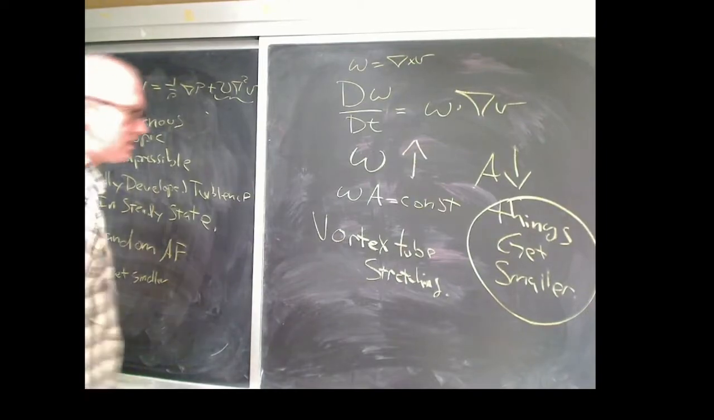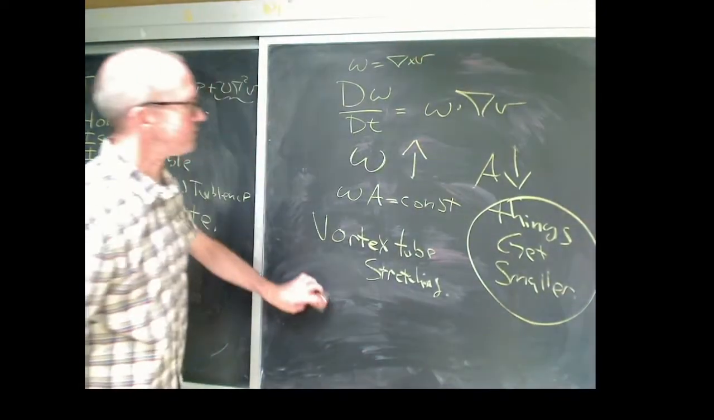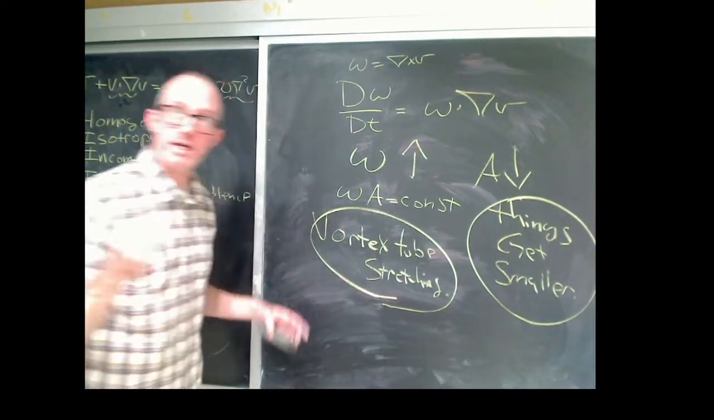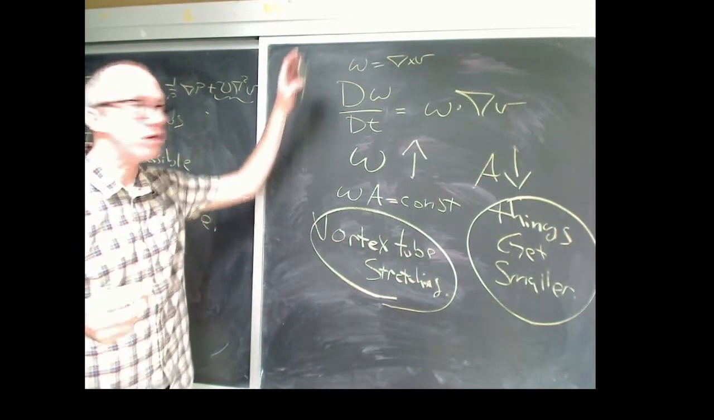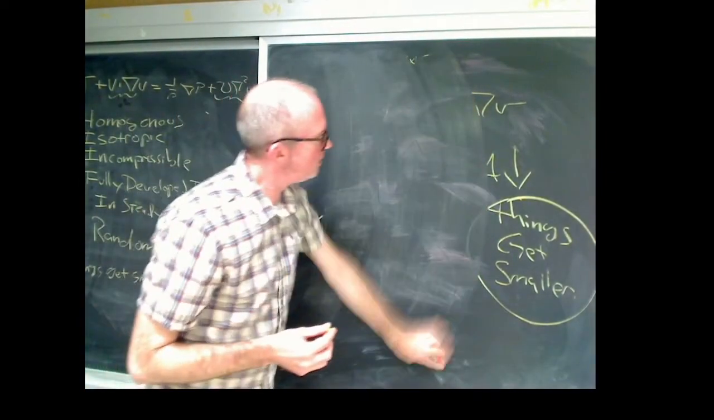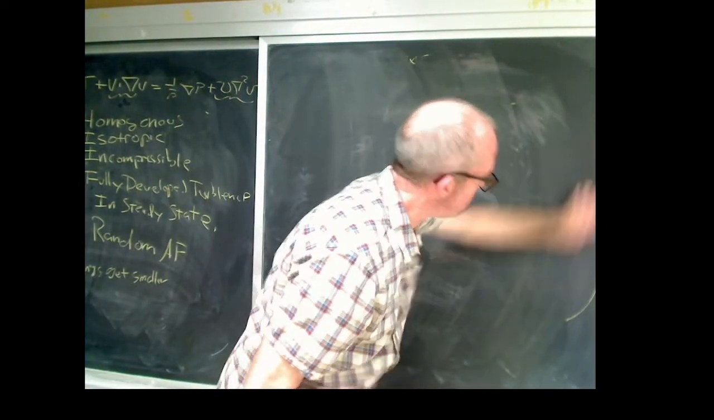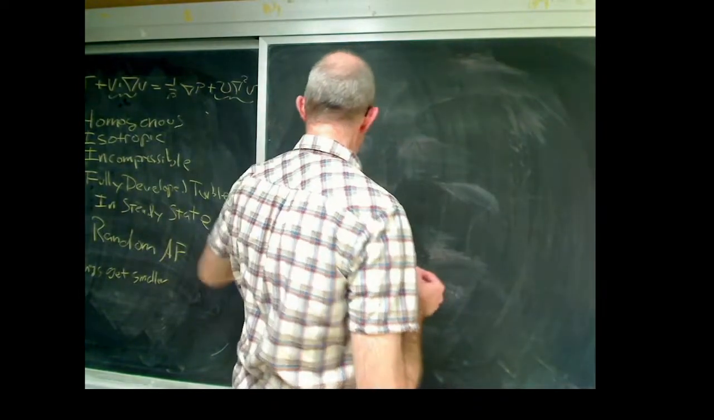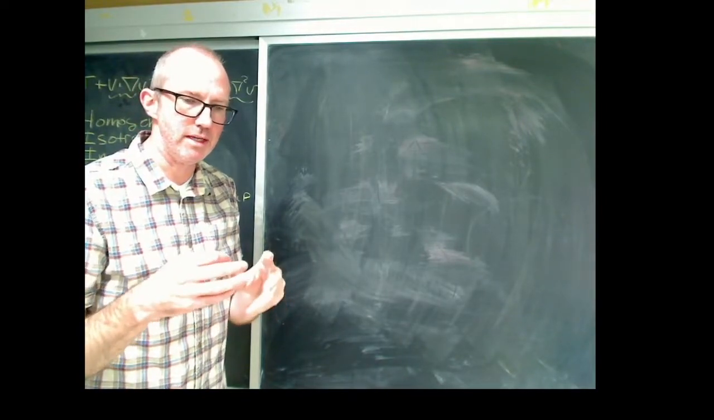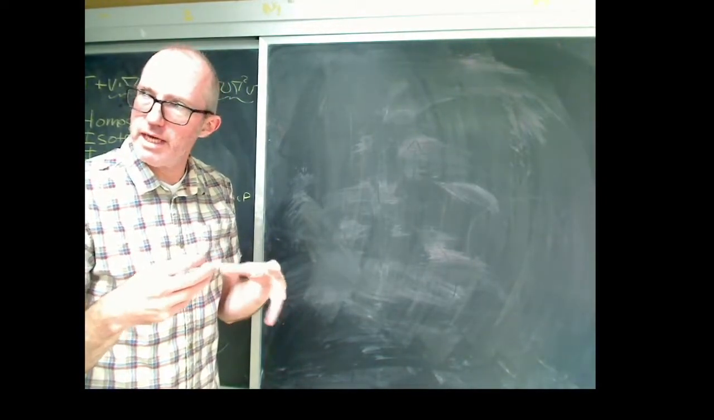How small can things get? We will come back to vortex tube stretching, especially in the homework. So the upshot is things get smaller. How much smaller can something get? How much smaller can a little parcel of vorticity get? How much smaller can a little blob of fluid get?